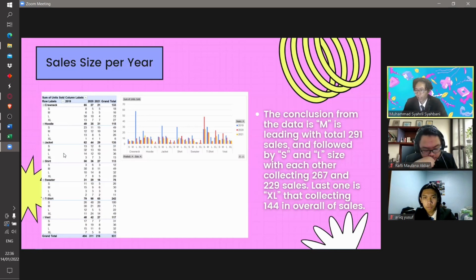Sales size per year. The conclusion from the data is that M is leading with a total of 291 sales, followed by S and L sizes with 267 and 229 sales. The last one is XL, collecting 144 in overall sales.